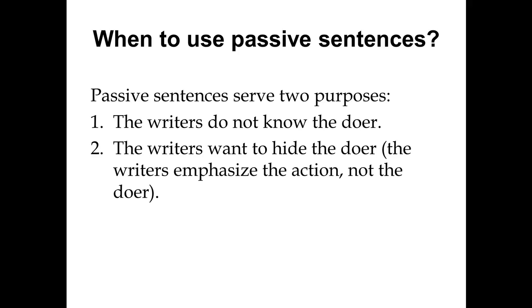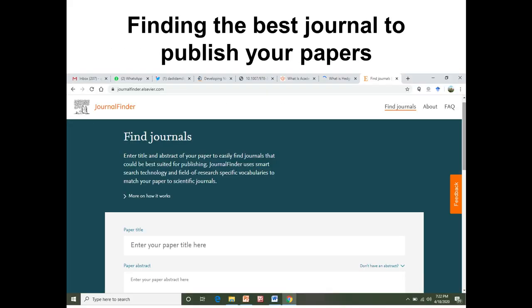When to use passive sentences? Passive sentences serve two purposes. Number one, the writer doesn't know the doer, or the writer wants to hide the doer. Number two, the writers emphasize the action, not the doer. Those are two.